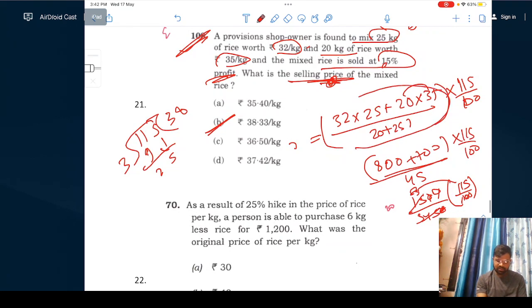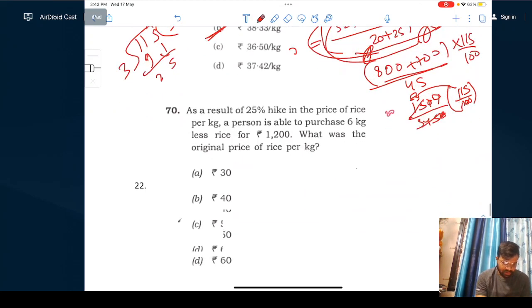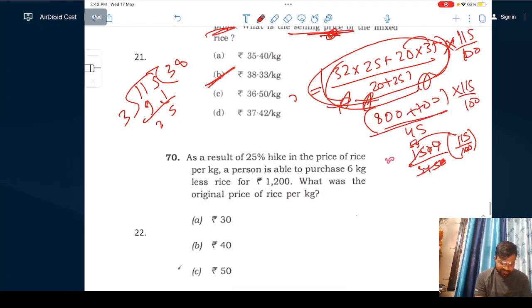This is the weighted average concept that we have learned. This is the final price, the selling price after 15% profit. So this is 115% of the cost price, and you have to find the selling price. Okay, this is the final cost price, weighted average.